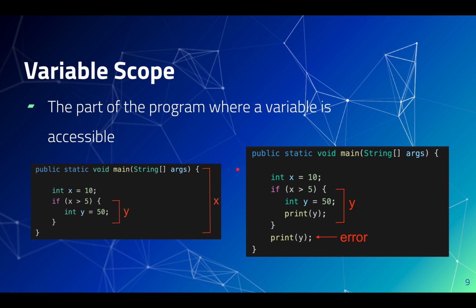Now look at this code with two added print statements. Printing inside the if statement will work because y is available inside the if block. But when we go here and we try to print y, we'll get an error because the program doesn't know y exists right here, because y is only inside this if block.